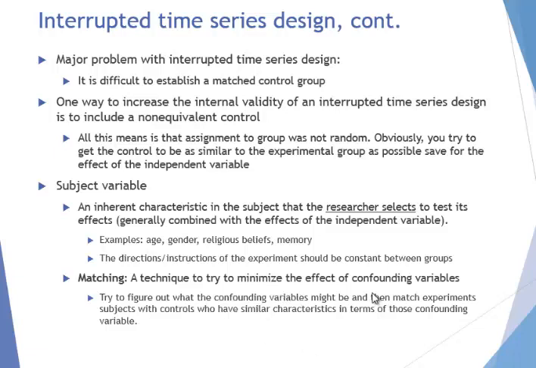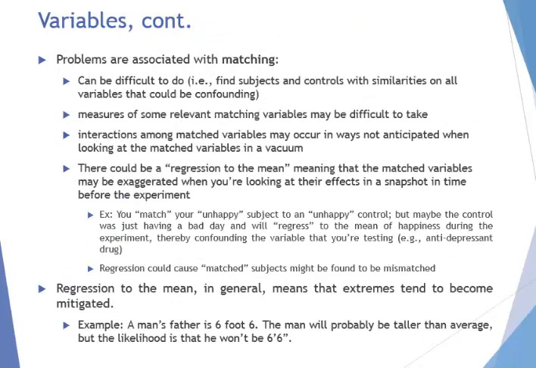Matching is a technique to try to minimize the effect of confounding variables. Really what you're trying to do here is figure out what could possibly confound this experiment. If you're testing the effect of education on income, well, what might confound it? Maybe income of parents. Maybe race. Maybe age. There are various others: health, intelligence. These are other factors that could have an influence to mess up your experiment. So what you try to do with a matching technique is find subjects on both sides who have similar characteristics in terms of all those confounding variables. You try to have subjects that are the same race and the same age and the same intelligence and the same health and the same all that other stuff. That's the matching technique.